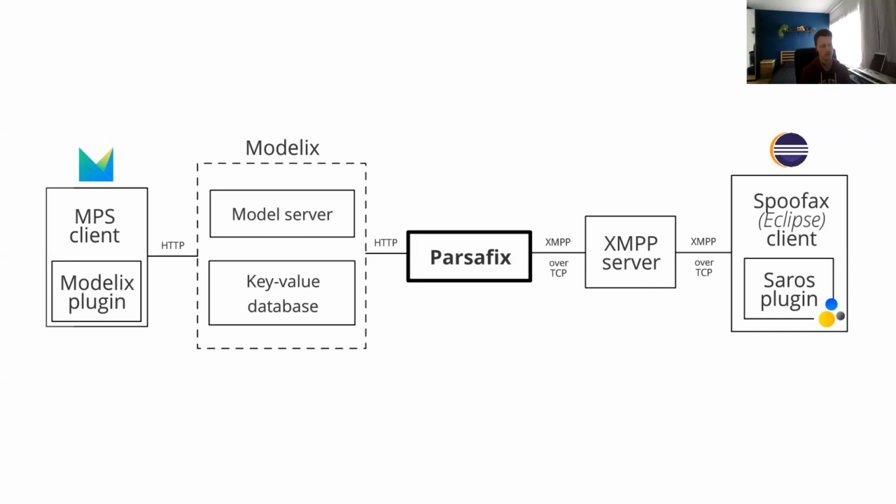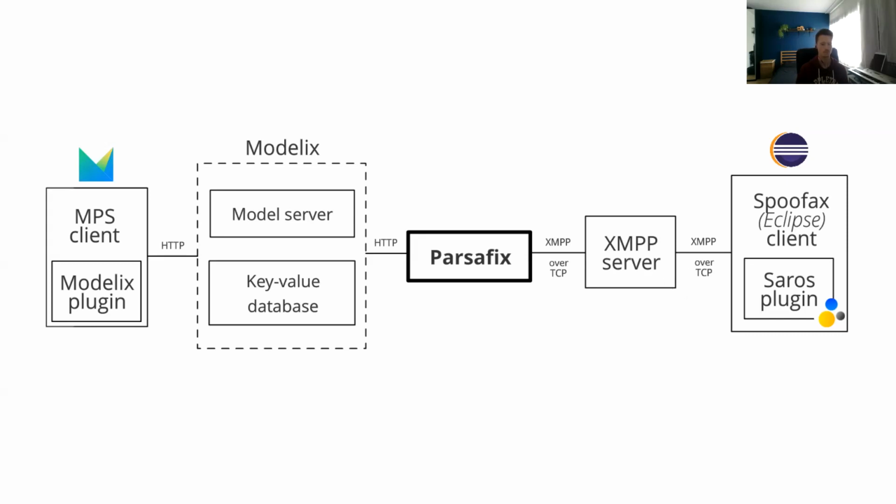Saros also works for Spoofax within Eclipse, but with some limitations due to the fact that Spoofax has a custom editor that Saros doesn't quite understand. But it works well enough for my purposes, and I believe that Saros could be made to work well with Spoofax with only some minor adjustments, but that's something for the future. Modelix works with a server that stores the project data in the form of a key value database and processes model changes inside what it calls its model server. And Saros works with the XMPP protocol, which was formerly known as Jabber, which is usually used for instant messaging, but it also works here.